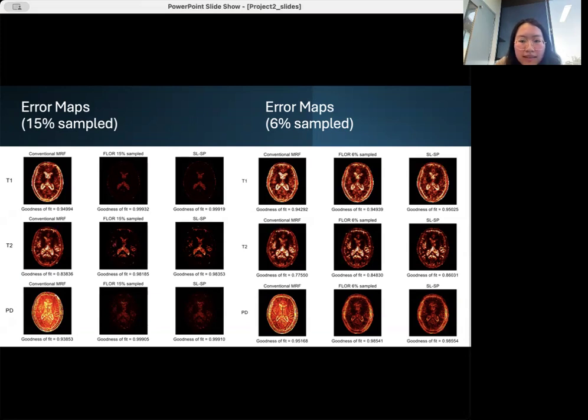Then we can find that as the sampling ratio increases, all the methods obtain improved reconstructed image quality, and FLOR and SLSP have more significant improvement compared to the conventional method. When using a lower sampling ratio of 6%, the SLSP method is better than the other methods. That may be because, compared with FLOR, the SLSP method combines the structured low-rank and the subspace projection model, which can obtain a better performance.